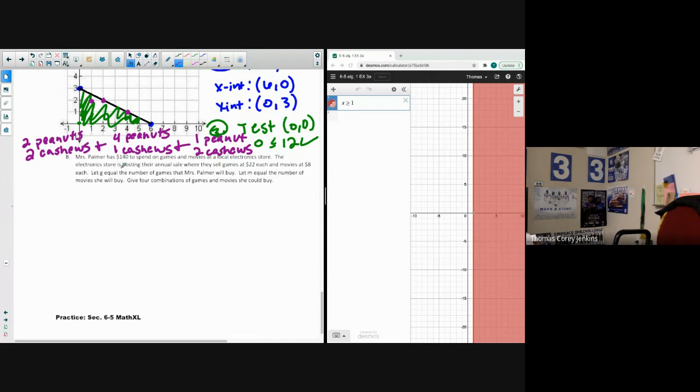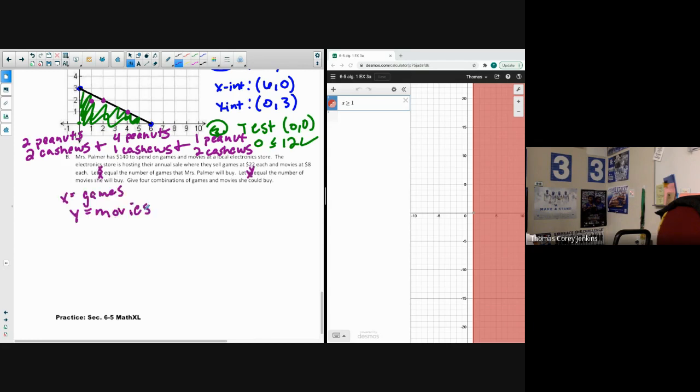Let G equal, I'm going to change that to X just because we're going to be using Desmos. So let X equal the number of games, and M, the number of movies. We'll let Y be movies, okay? So X is games, Y is movies. I'm actually going to write that out. And again, the only reason I changed it from what the problem said is because I am going to show this on Desmos. And if I use G and M, Desmos is not going to really read that correctly.